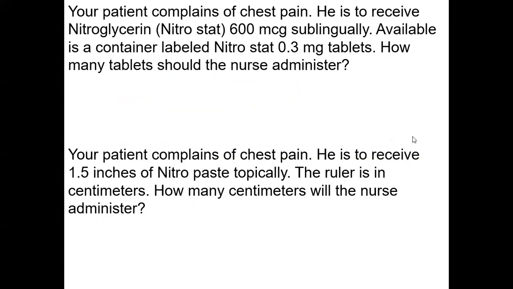Okay, let's look at the next one. Patient complains of chest pain. He should receive 1.5 inches of nitro paste topically. The ruler is in centimeters. How many centimeters will the nurse administer? Now remember my little tip, okay? Men like their feet measured in centimeters because centimeters is what? Okay, now how are you going to get from inches to centimeters?